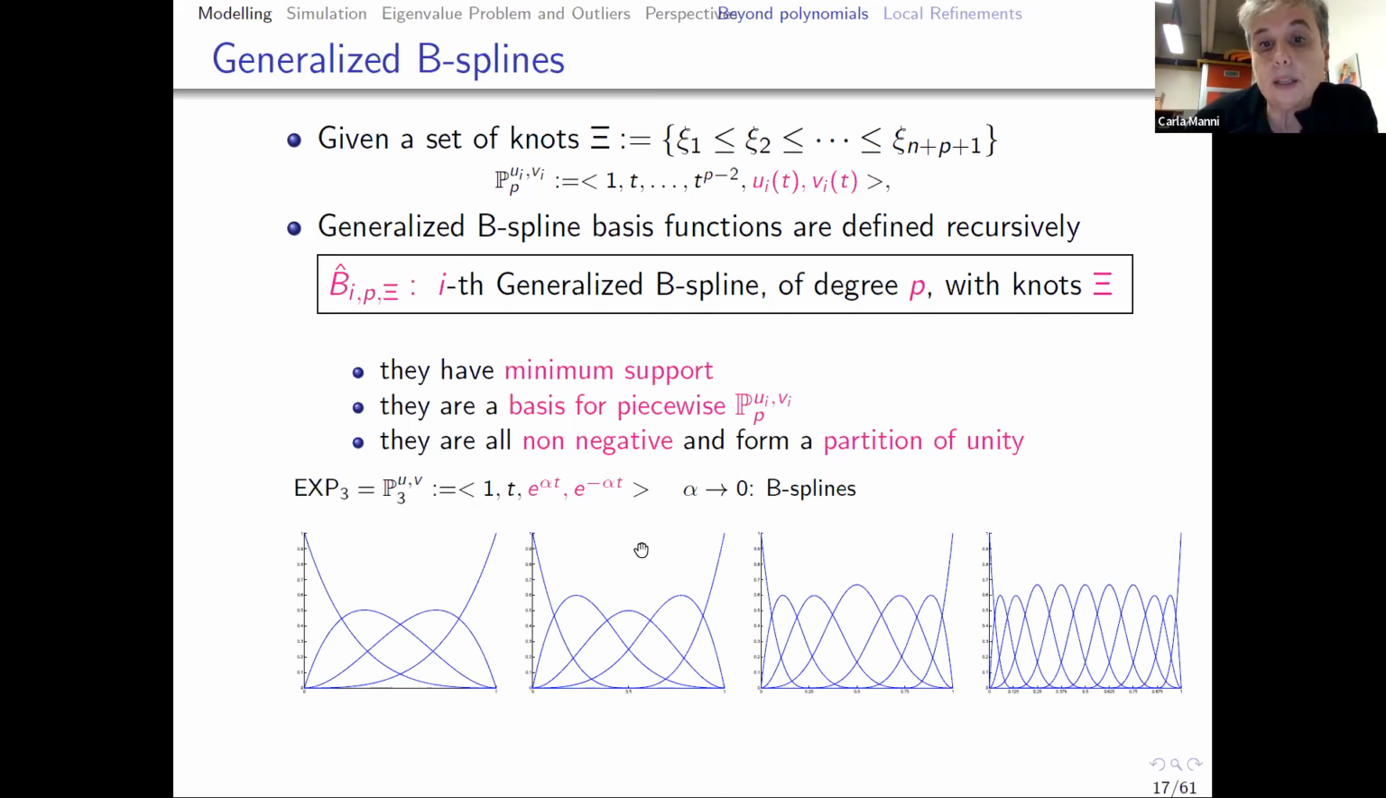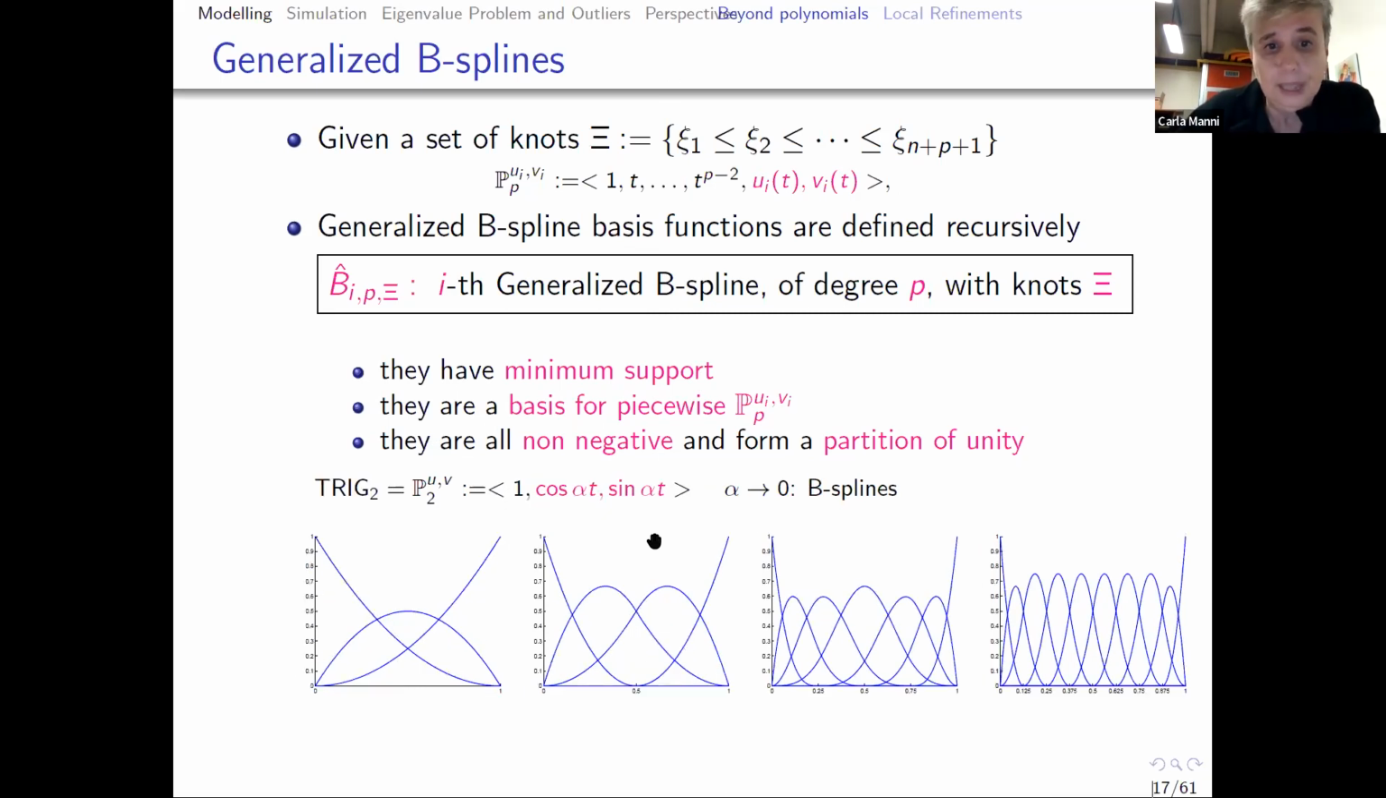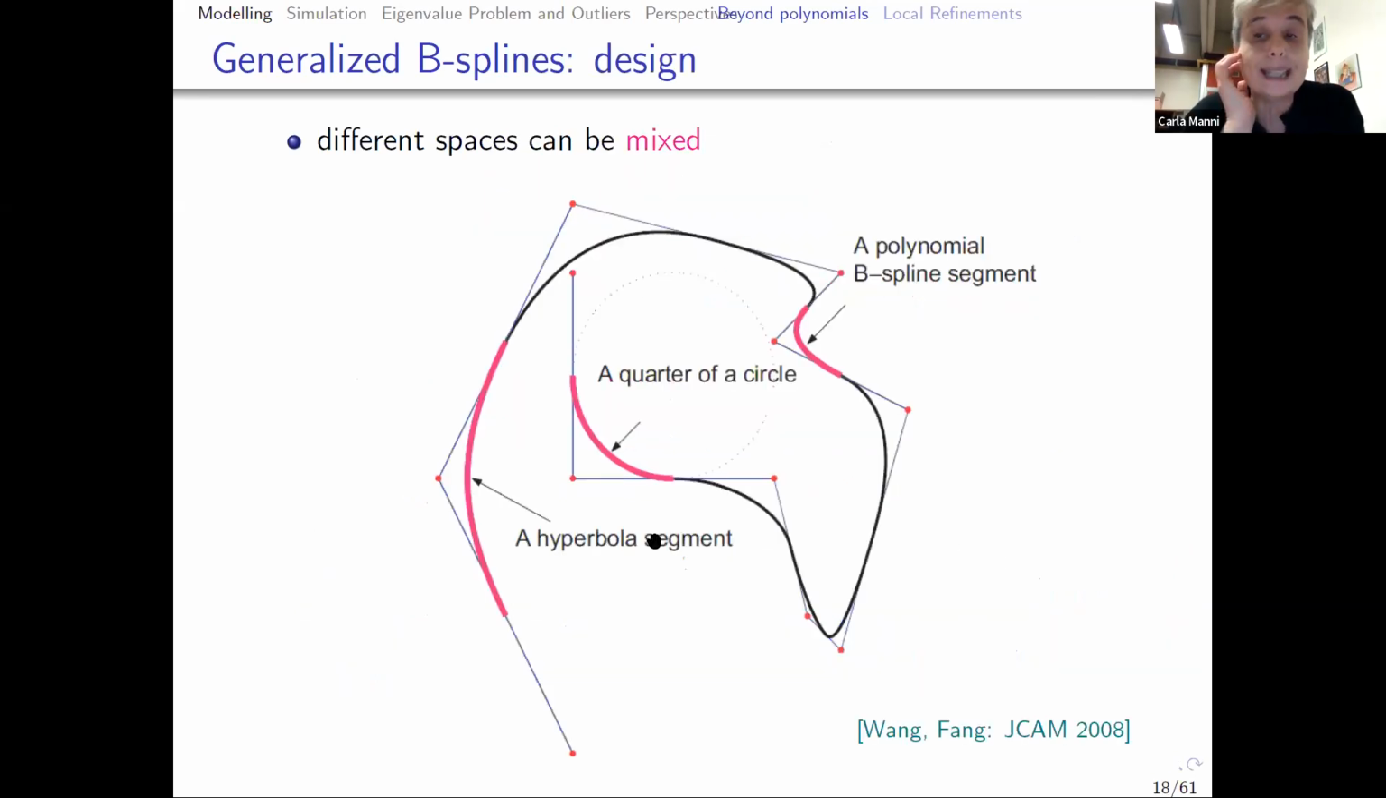And we can construct functions which will be called generalized B-splines, that again have minimum support. They are a basis for functions which belong piecewise to these section spaces. They are non-negative, and they form a partition of unity. And here you see some of them. As an example, this is the case with one interval, two intervals, and so on, of generalized B-splines with sections in that space.